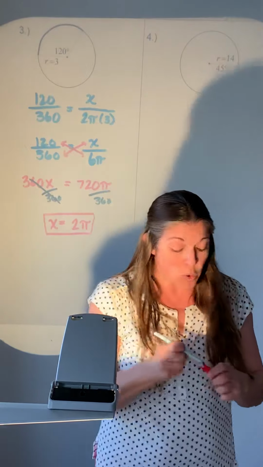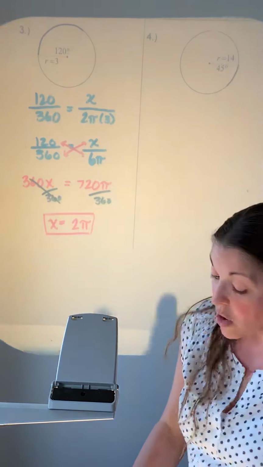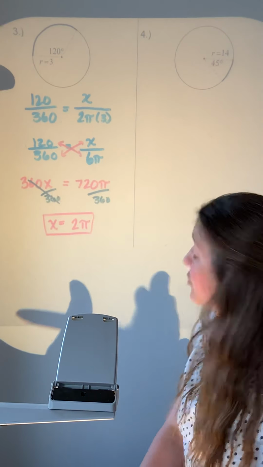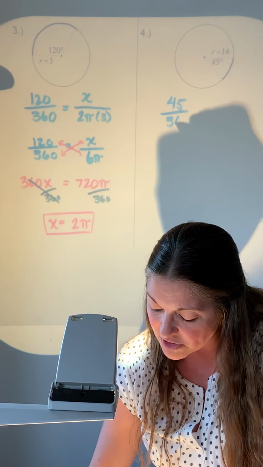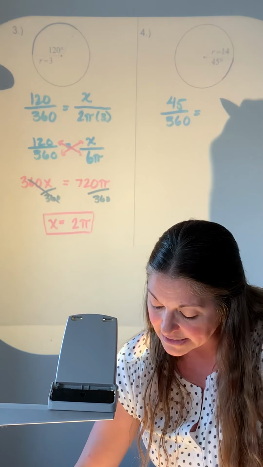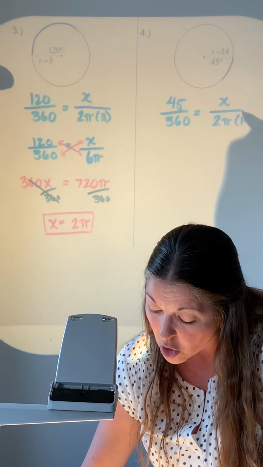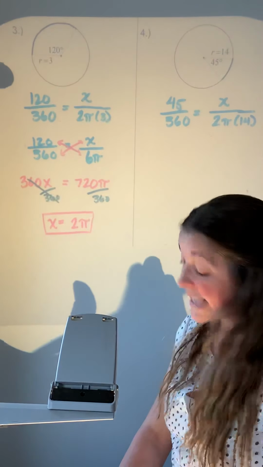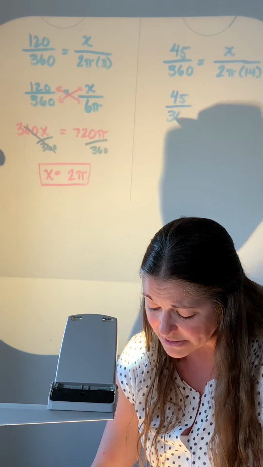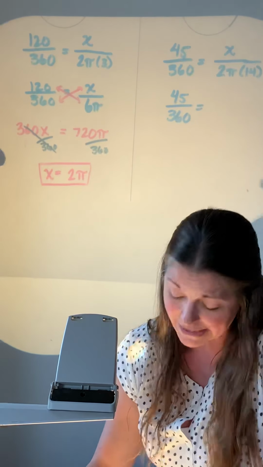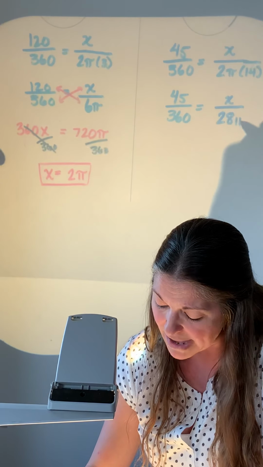So let's just do one more, and then this video is done. All right, with our last problem over here, now notice our central angle is tinier, but no matter. 45 over the 360 is going to equal x over 2 times pi times the r, which is 14. Again, I'm just going to clean that up a bit. I'm just going to keep the 45 over 360. I'm not going to stress myself out. I've got a calculator. Over here, 2 times 14 is 28 pi.